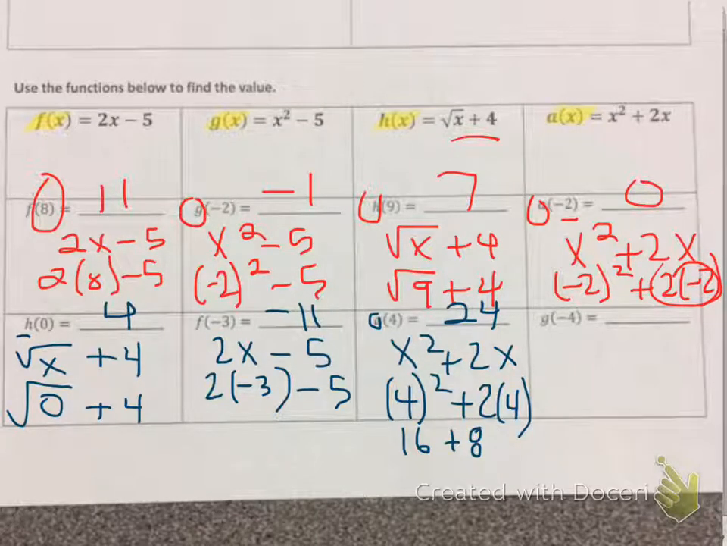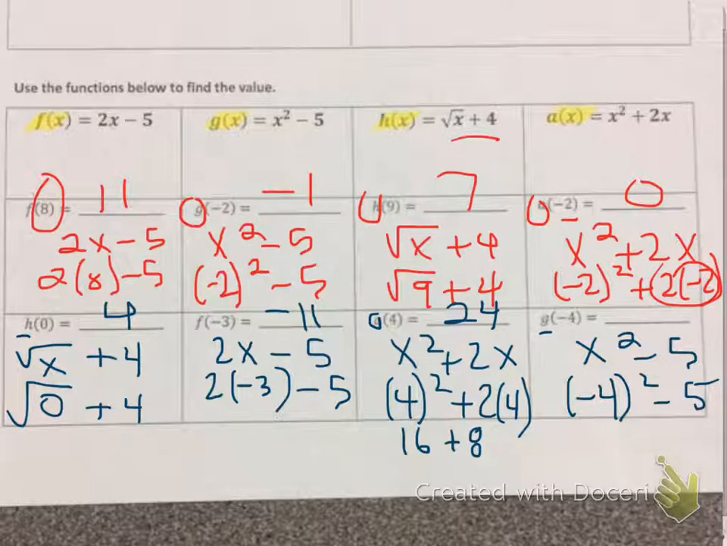And the last one says use the g function. The g function is x squared minus 5. We're putting in negative 4, so negative 4 squared minus 5. Negative 4 squared is 16, and 16 minus 5 is 11. So that's how we use function notation to solve today, by putting in the variable in, or the number in place of the variable.